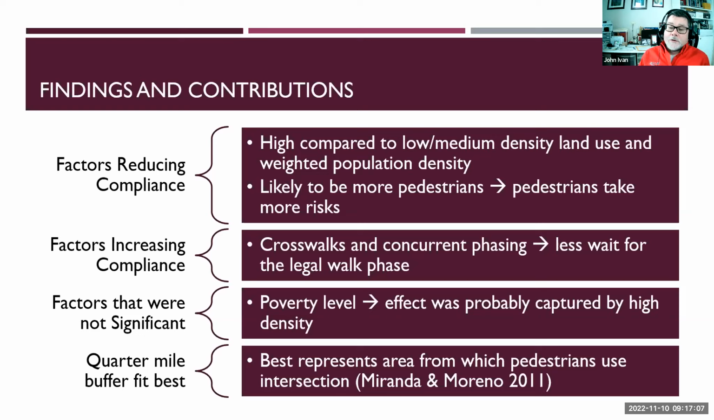The poverty level we found was not significant. We suspect that that effect was captured by the high density, and so there's probably some correlation there. The effect was more the high density than the poverty level that was really explaining it, but I think it is important to note that, of course, because that is going to be a diversity effect. And the quarter mile buffer fit the best of all of the models. So we believe that probably best represents the area from which the pedestrians use the intersection, really describing the people who are observing.